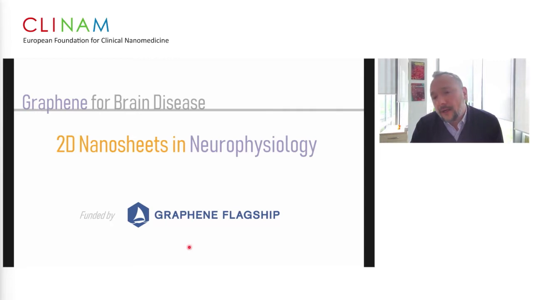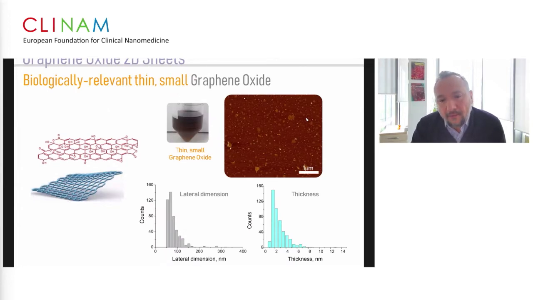One area that a few of us have been working on in the last 7-8 years in the context of the Graphene Flagship, which has been funding this work, is how to use two-dimensional nanosheets made of graphene, made of carbon, in neurophysiology. And this is based on our very thorough development of sheets like the ones I'm showing in this slide. These are graphene oxides that we call biologically relevant or medical grade, very thin, small. You can control the lateral dimension, control the thinness or thickness of the material, and most importantly, make sure that all of the batches that we are generating are identical one to the other.